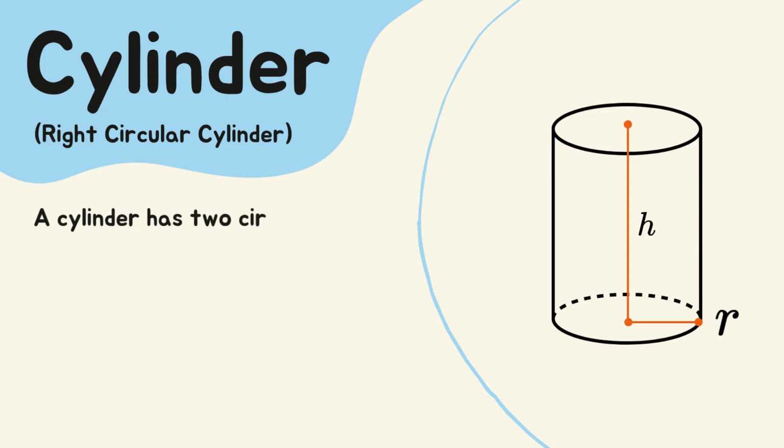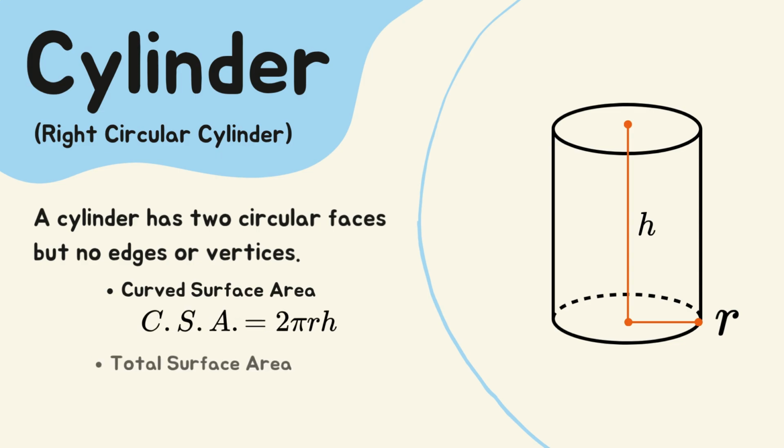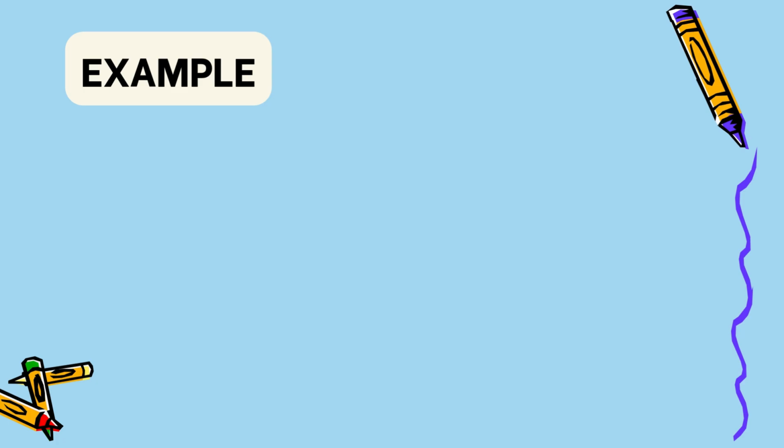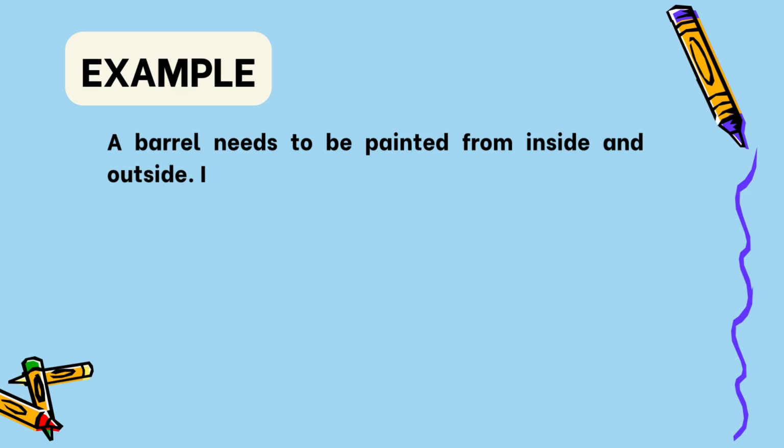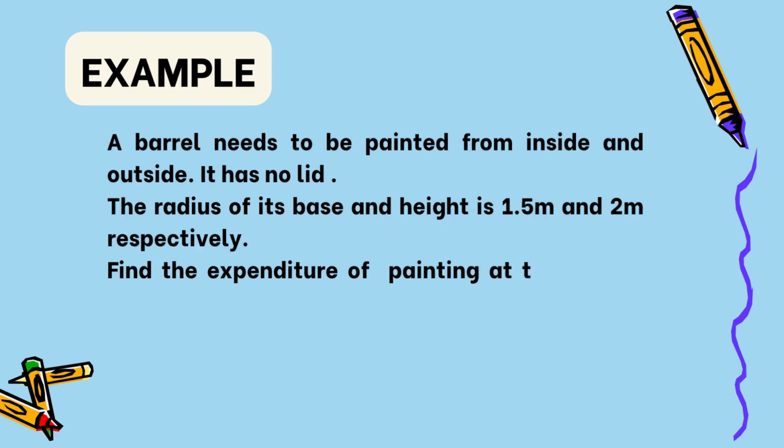A cylinder has 2 circular faces, but no edges or vertices. The curved surface area is given by CSA equals 2 pi RH, and the total surface area is TSA equals 2 pi R times (R plus H). Let's take an example. Suppose a barrel needs to be painted from the inside and outside. The radius of its base is 1.5 meters and its height is 2 meters. We need to find the expenditure of painting at the rate of rupees 8 per square meter.